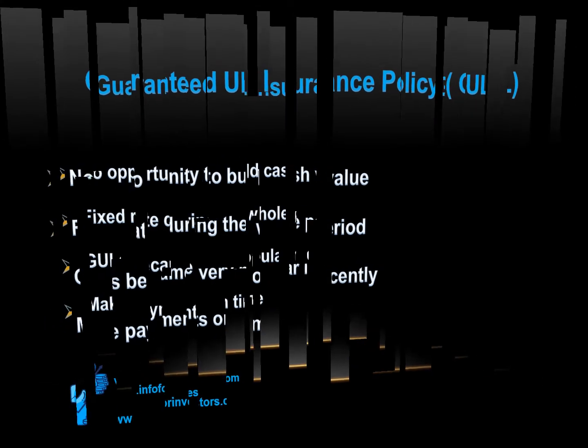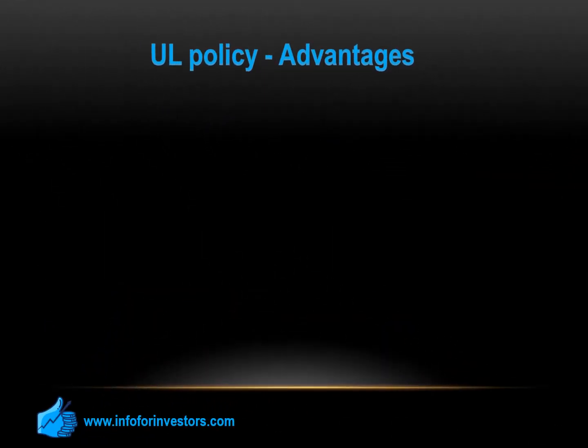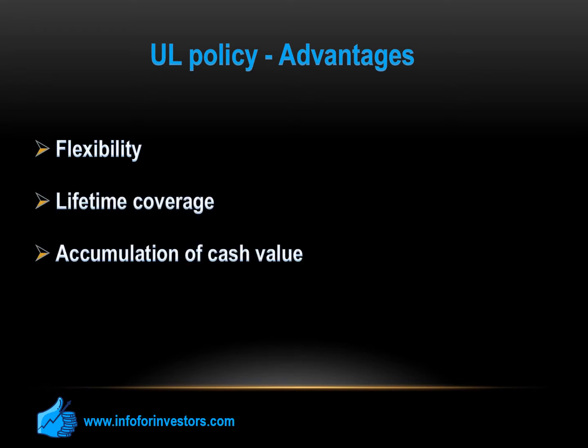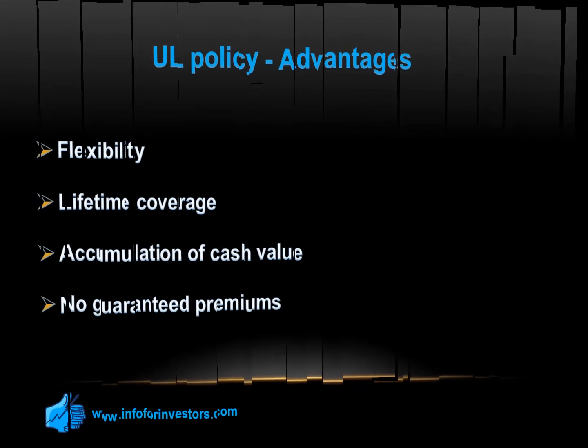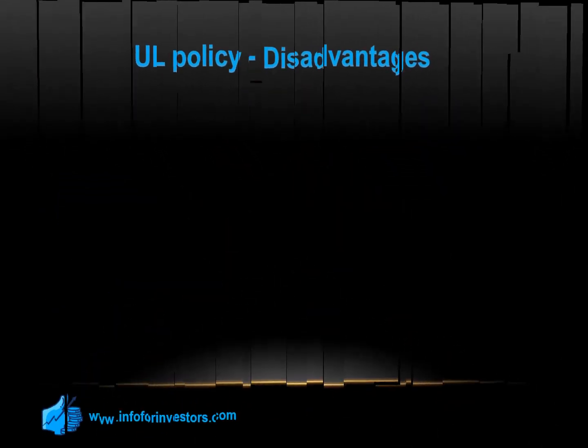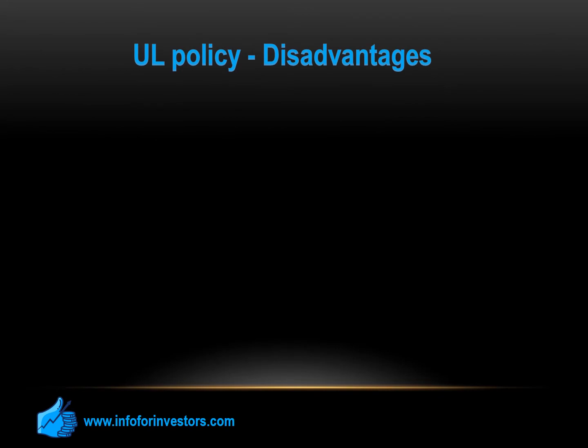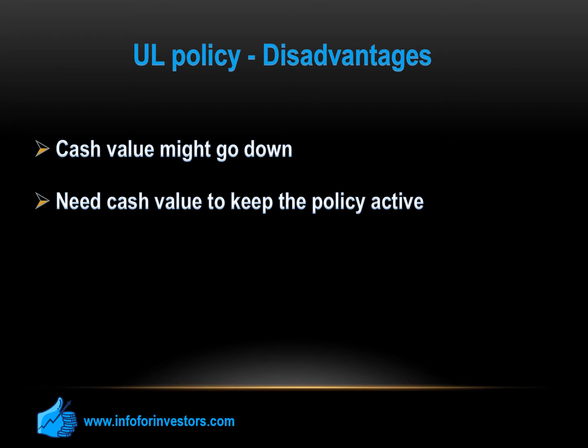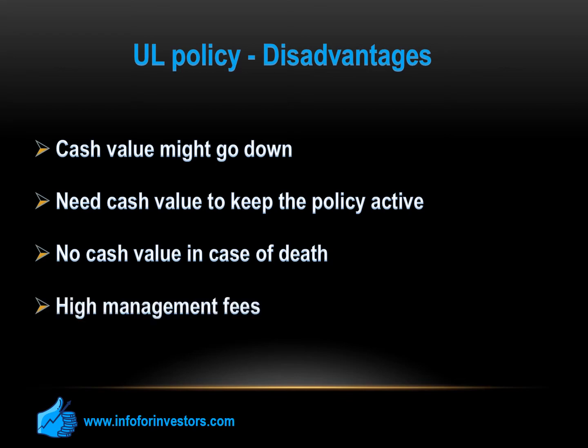UL policy has pros and cons. The main advantages are more flexibility than whole life insurance, lifetime coverage, accumulation of cash value, variable rate on cash value which might bring a higher return, and no guaranteed premiums. They usually increase over time. On the other hand, there are some drawbacks. Variable rates mean also that your rate on your cash value might go down. You need to have a cash value in order to keep the policy active. The beneficiary does not receive the cash value after the policy owner's death. And finally, the high management fees.